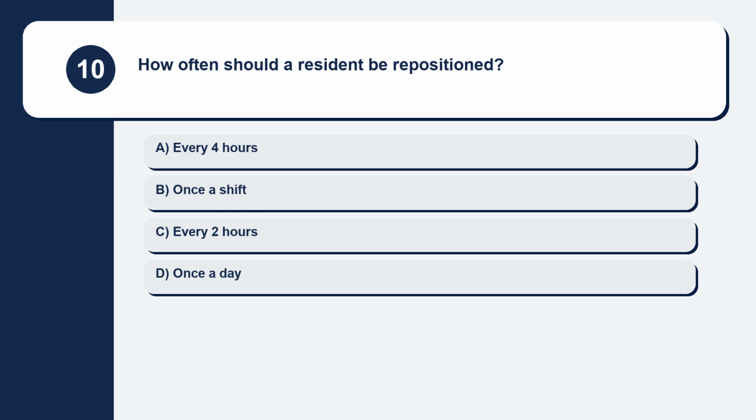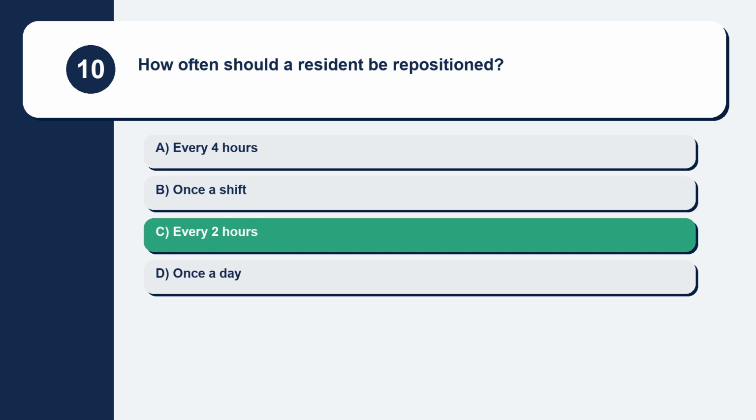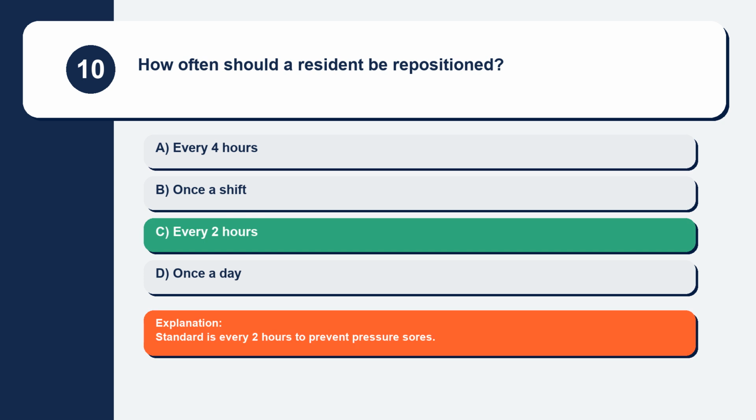Question 10. How often should a resident be repositioned? Every 4 hours, once a shift, every 2 hours, once a day. Standard is every 2 hours to prevent pressure sores.